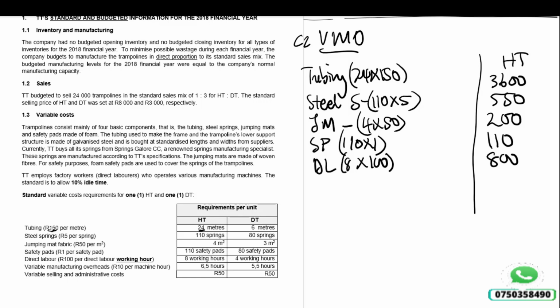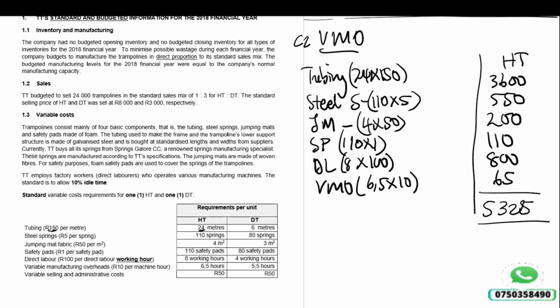Now let's go to variable manufacturing overheads. They said the variable manufacturing overheads is 10 per machine hour, yet I need 6.5 hours. So it's going to be 6.5 multiplied by 10. That gives me 65, right? So the total of this is going to be 5, 3, 2, 5, right?